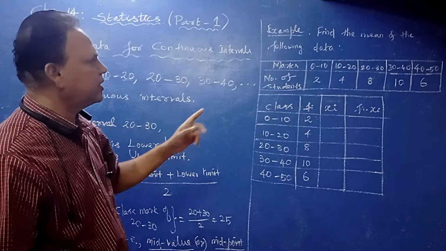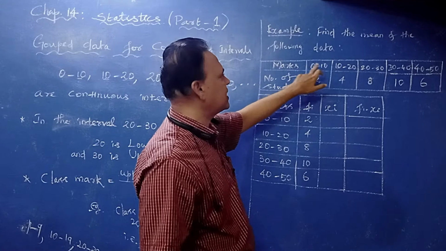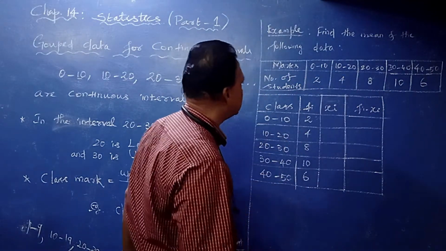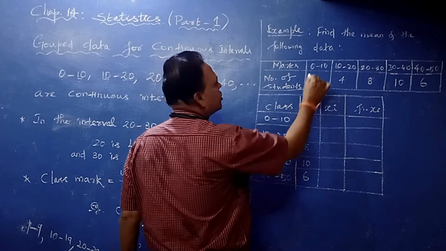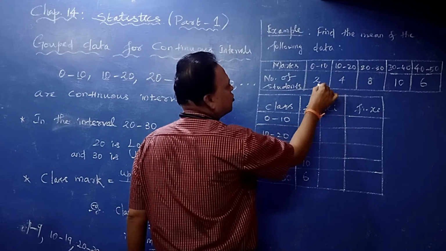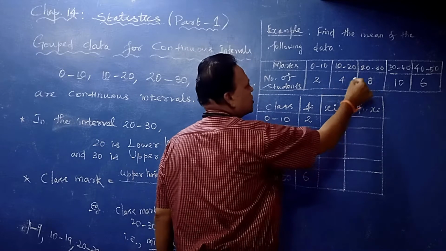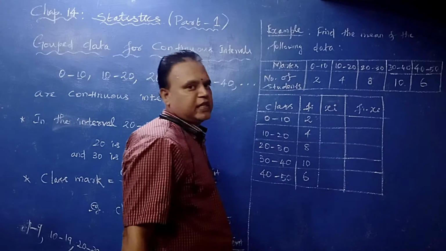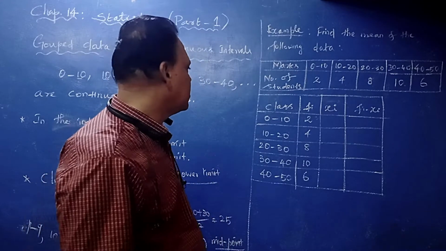Find the mean of the following data. You see, in the data, class intervals are given, grouped data. You write 0 to 10 marks, 2 students, 10 to 20, 4 students, 20 to 30, 8, 30 to 40, 10, like this data is given. So for that you have to find out the mean. So how will you find it out?